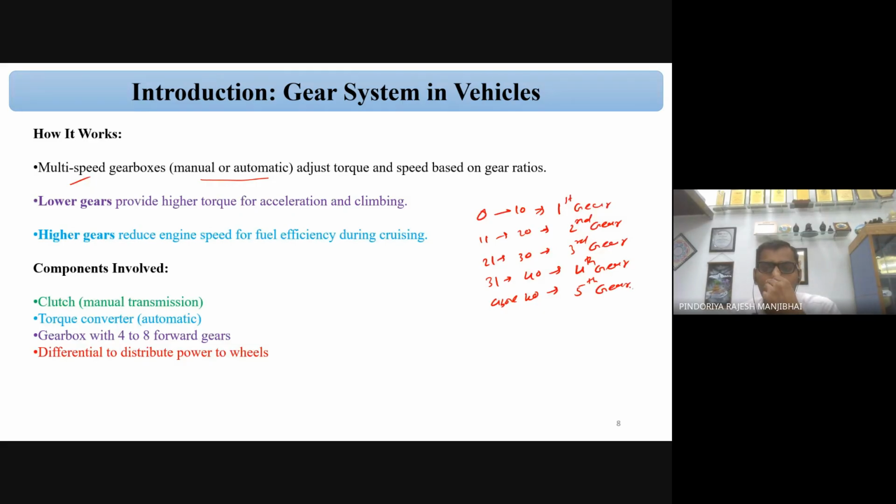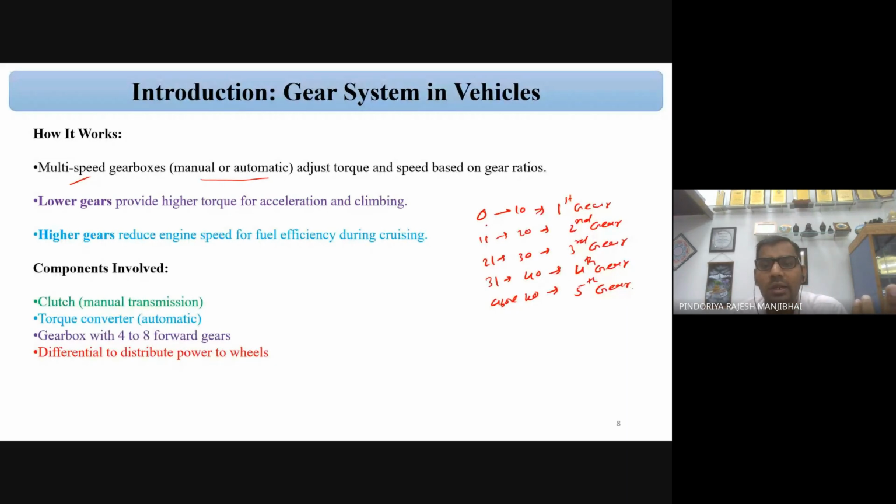So normally we can say all vehicles have a five gear system, correct? Maybe some vehicles have a six gear system, and one more gear, that is the reverse gear, correct? So suppose you want to drive your vehicle in reverse, otherwise back, correct? There is manual as well as automatic. Manually you have to press the clutch and then change the gear, correct? But in automatic, the gear changes automatically.